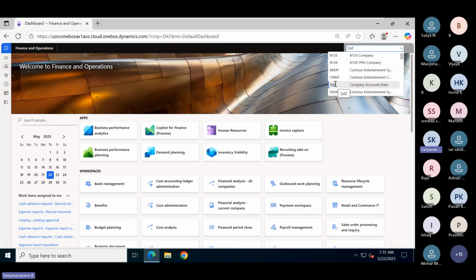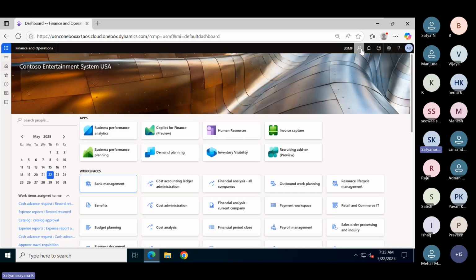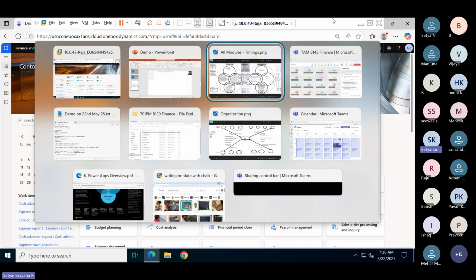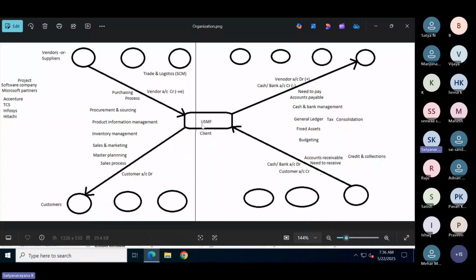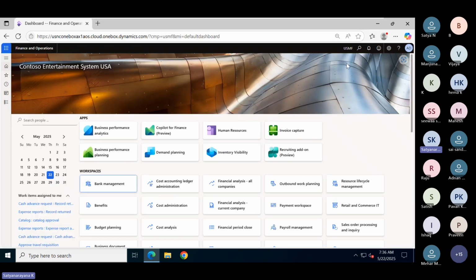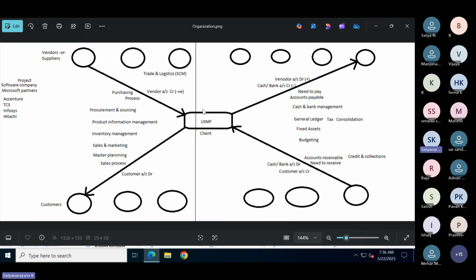Now, whenever you are practicing, first you need to learn from the USMF company. USMF means United States Manufacturing Company. You are going to learn this one. So I told you, the client name is USMF, so the project name is USMF. You are working for the USMF project. That's what you need to imagine. You are learning from the USMF company, which means the client name is USMF company.